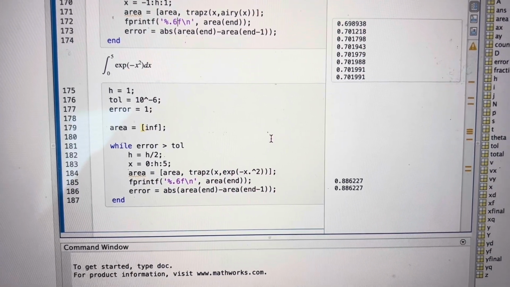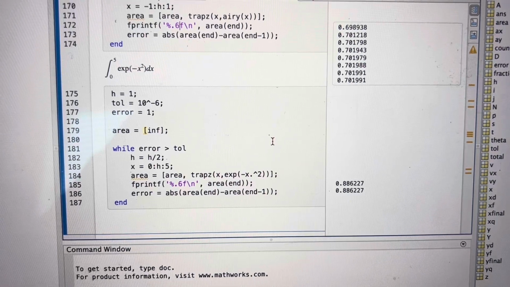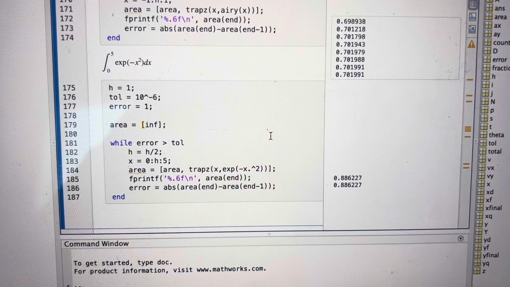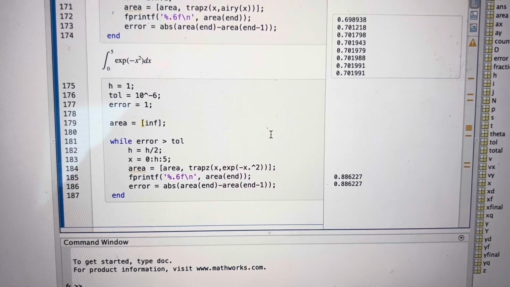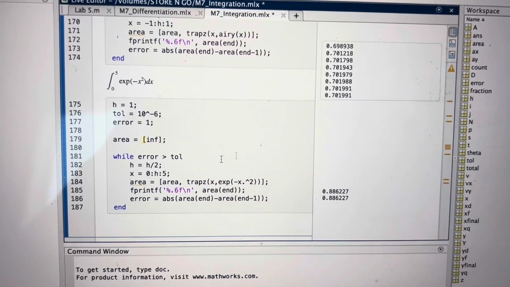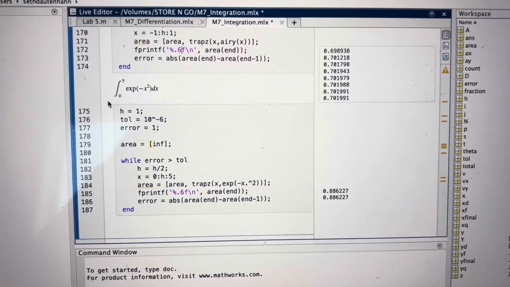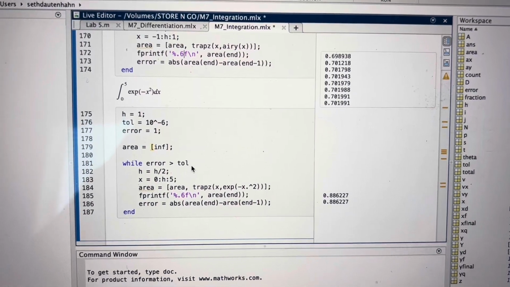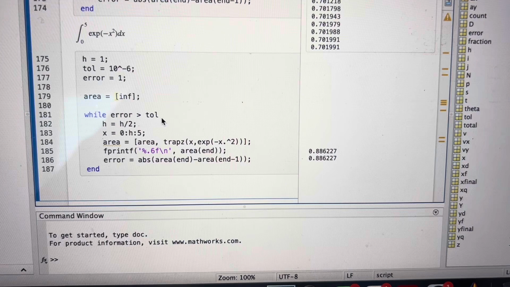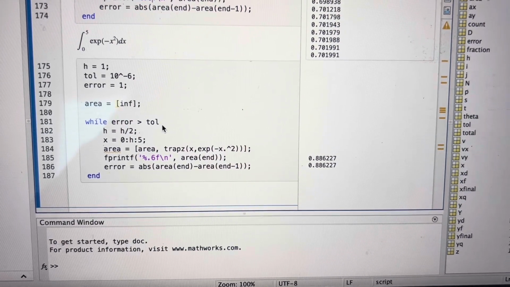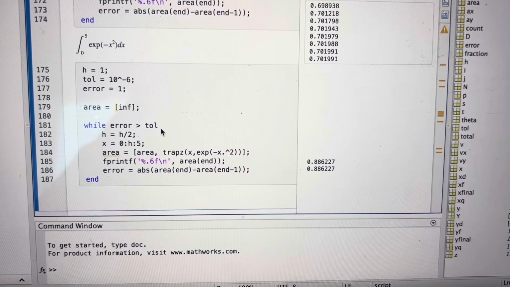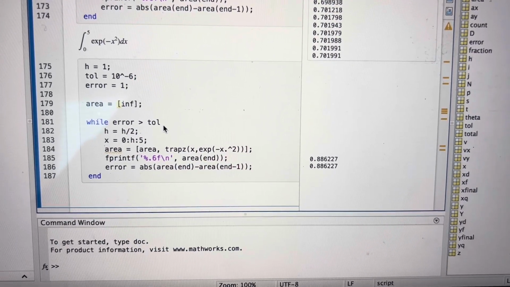So while error is greater than tolerance, our h has to be divided by 2. So our step size is divided by 2, so it's going to be a half. And our x is going to go 0 colon h colon 5. And like I said before, this 0 and 5 is coming from the integration from 0 to 5. And so once you get that, we can get our area. Our area is going to equal area, comma, traps x, exp of -x dot squared.